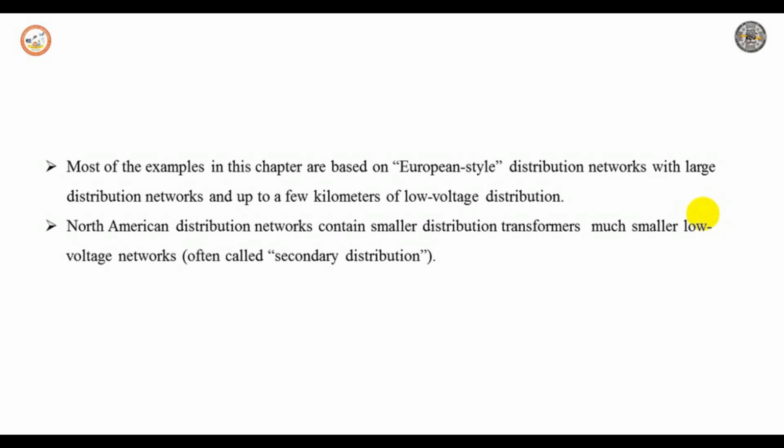Coming to the voltage fluctuation. Voltage fluctuations are systematic variations of the voltage or random voltage changes, the magnitude of which does not normally exceed the voltage range specified by ANSI, so 0.9 to 1.1 per unit.